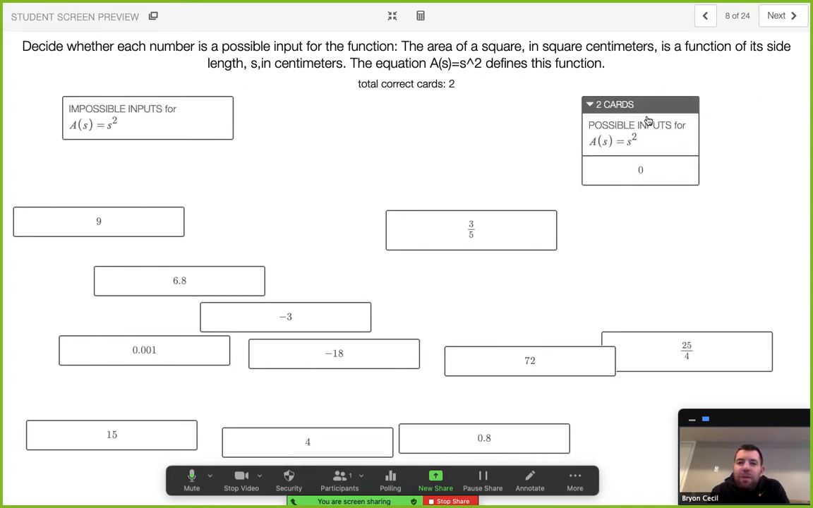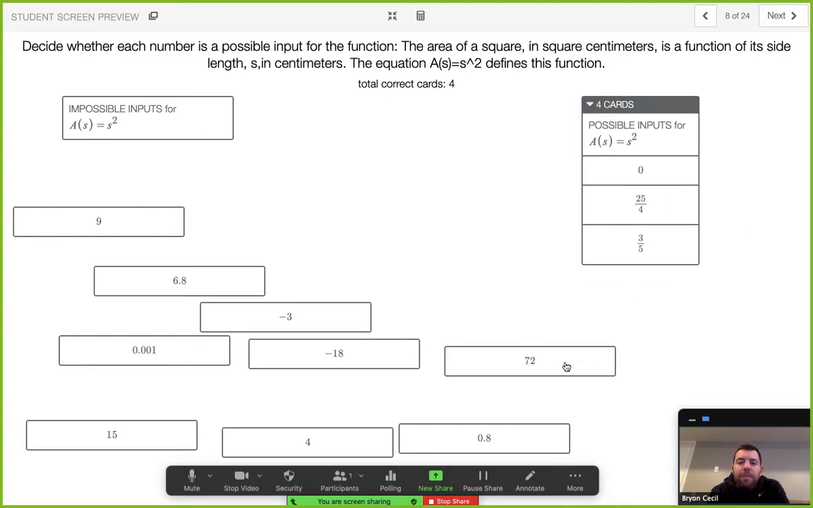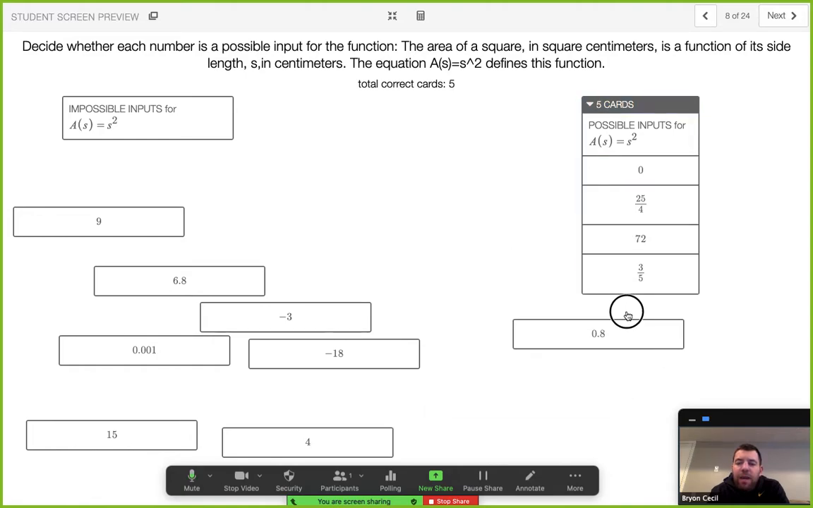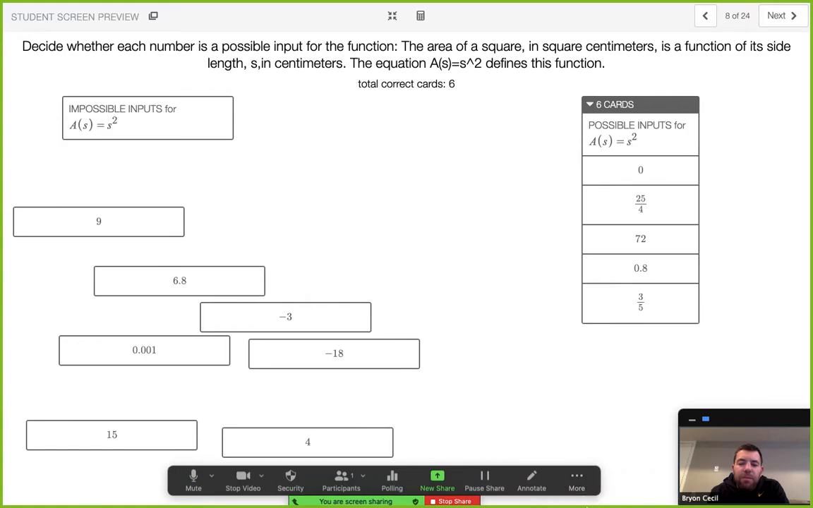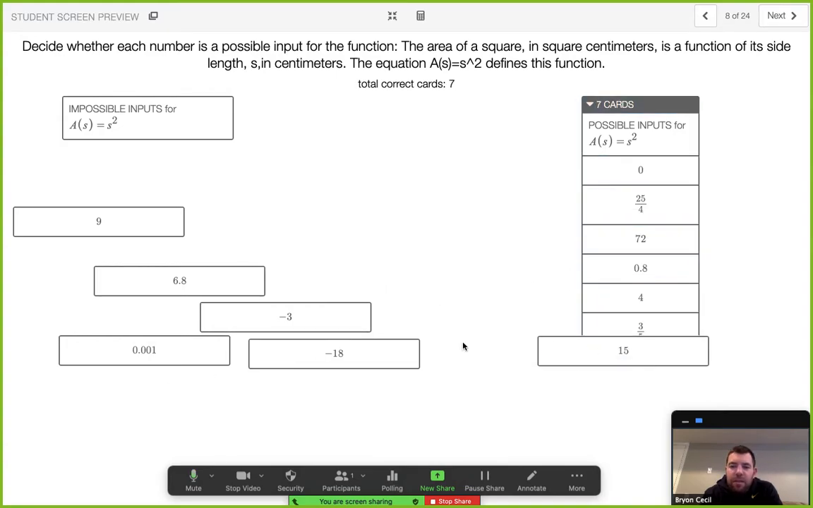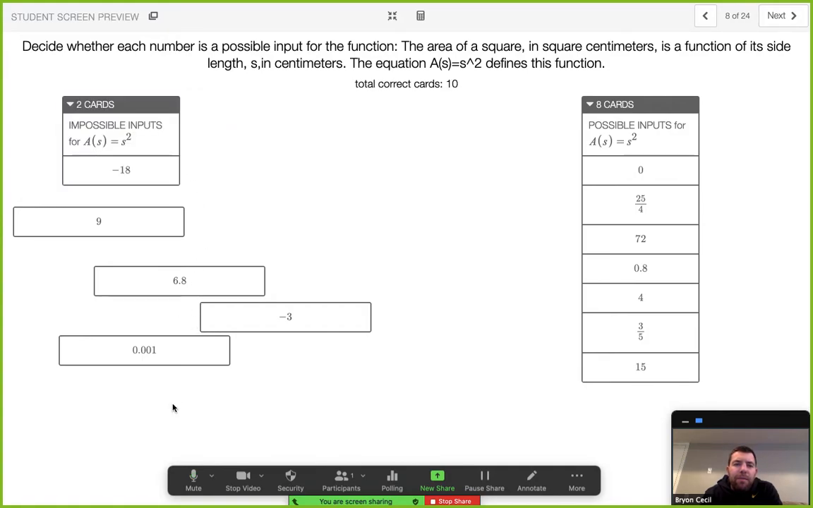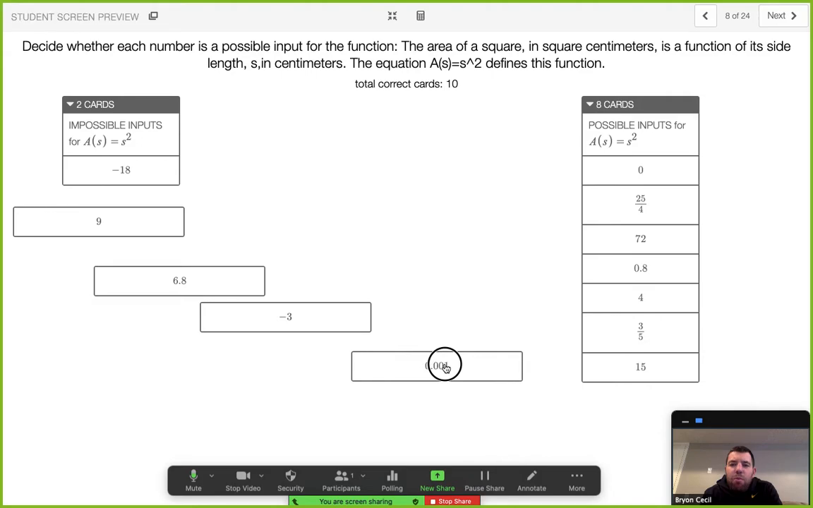Let's see. Can I have 0 as a side? Absolutely. I'm not going to have an area, but we can do that. Can I have a side that's 3/5 long? Yes, I can. Can I have a side that is 25/4 long? Can. 72? Absolutely. 0.8? Absolutely. 4, can we have that? Absolutely. 15? Yes. Negative 18. Can I have a side that's negative 18? No, can't have a side that's a negative number. So that's going to go here. 0.0001? Yep.